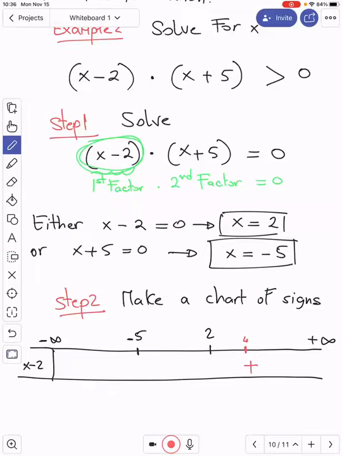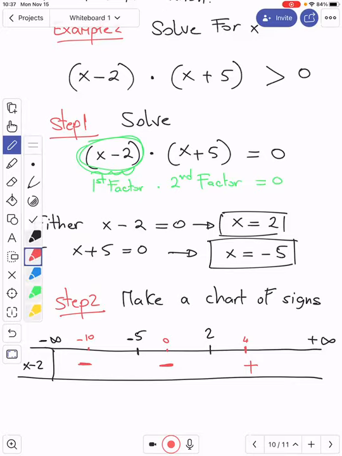Now, if you take a number less than 2, for example, if you take 0, or let's say negative 10, then x minus 2 is going to be negative, right? So here, on the left side of 2, x minus 2 is going to be negative.